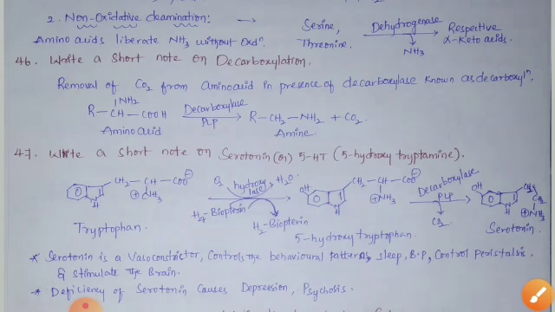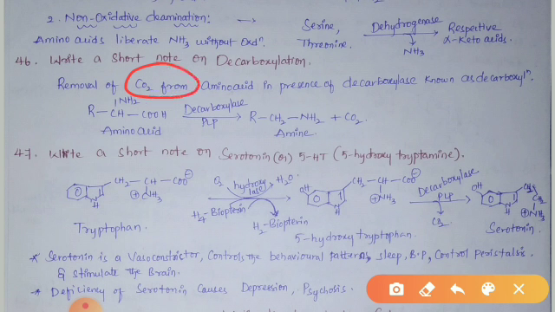Write a short note on decarboxylation. De means removal. So removal of carbon dioxide from an amino acid in the presence of decarboxylase is known as decarboxylation reaction. The removal of carbon dioxide forms amines. So this is the amino acid.